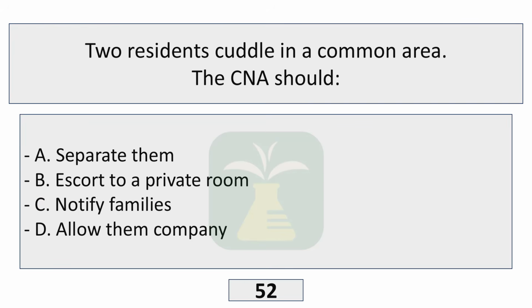Two residents cuddle in a common area. The CNA should A. Separate them. B. Escort to a private room. C. Notify families. D. Allow them company. Correct answer: D. Allow them company. Residents have social interaction rights.